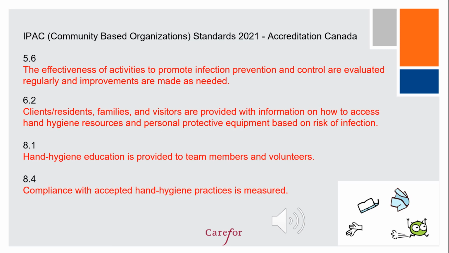Here are 4 relevant Accreditation Canada IPAC standards for 2021. 5.6. The effectiveness of activities to promote infection prevention and control are evaluated regularly and improvements are made as needed. 6.2. Clients/residents, families, and visitors are provided with information on how to access hand hygiene resources and personal protective equipment based on risk of infection. 8.1. Hand hygiene education is provided to team members and volunteers. 8.4. Compliance with accepted hand hygiene practices is measured.